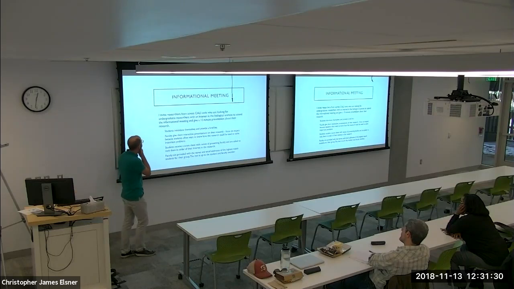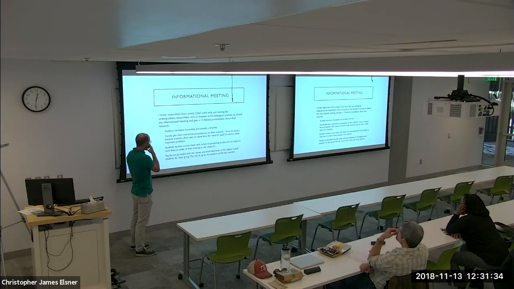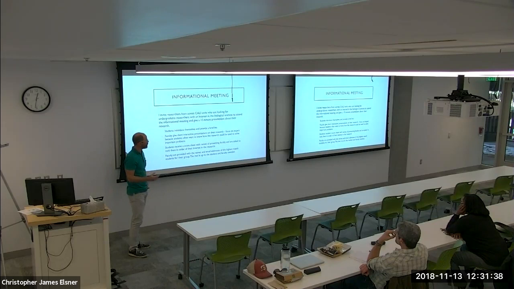So what do we do at the informational meeting? I invite researchers from across CALS who are looking for undergraduate researchers with an interest in the biological sciences. They come, they attend the meeting. I ask they give a short 10-minute presentation about their research, and the meeting works something like this. Students introduce themselves and they provide a brief bio, so they tell you what year they are, what their major is, maybe what their career goals are. We go around the room. Typically, I have between 10 and 20 students.